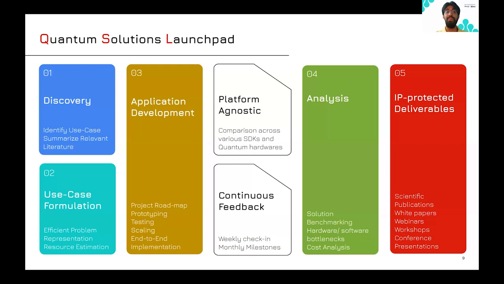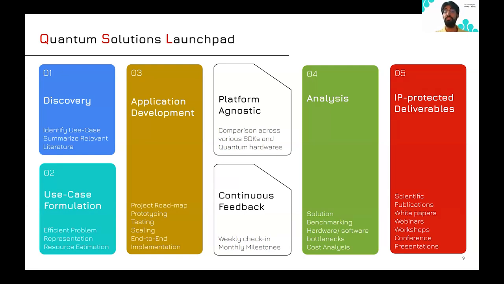We don't want to have a hammer in hand and find a nail to fix. We first need to identify where the nail is, what is the exact problem which requires quantum computing, and then go backwards from there. So we do the discovery phase. We have a very thorough use case formulation phase where we work with different organizations, identifying the exact project we want to work with them on.